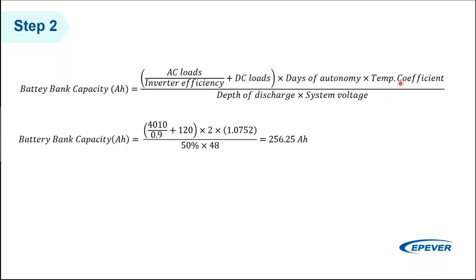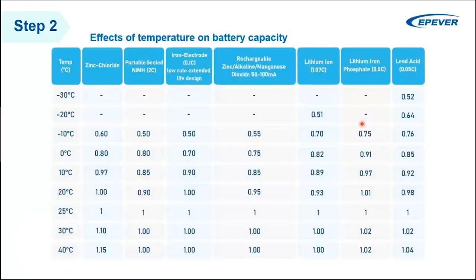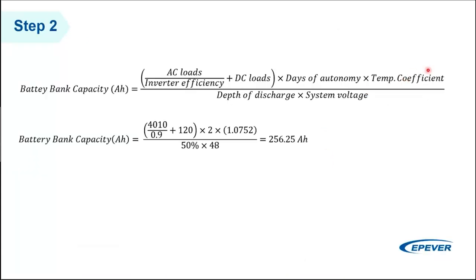And then you have the temperature coefficient. This temperature coefficient is actually the inverse of the temperature effect that you saw here. So for example, if you are going to use a lithium battery at 10 centigrade, then you have this coefficient, and if you divide 1 by this number, then you will get this temperature coefficient. There is a rich literature about how to find a temperature coefficient. You can always refer to the battery's manual and its specification sheet to find it. And then you have the depth of discharge of your system, and then the system voltage, which is 48 volts in my example.